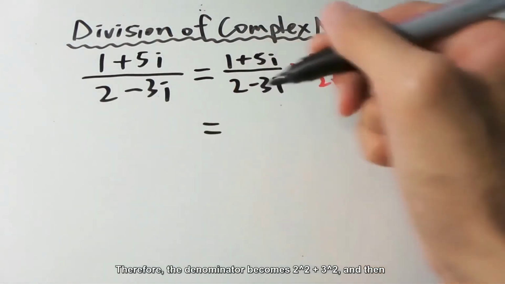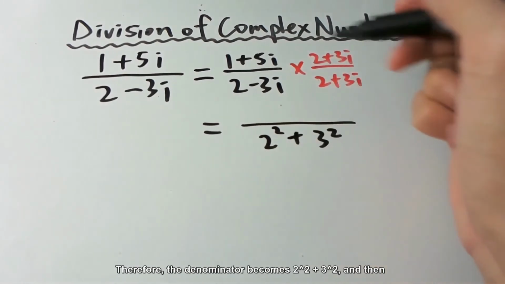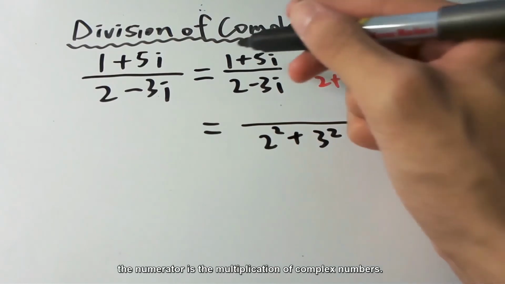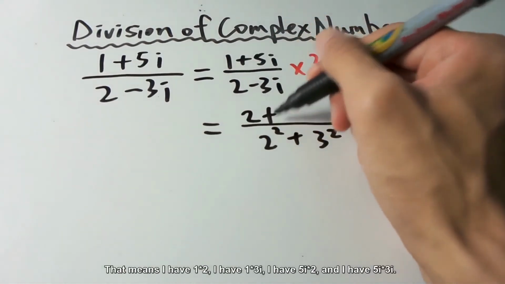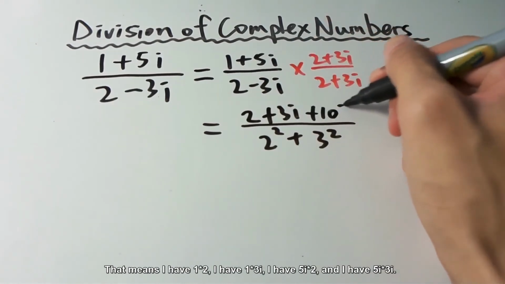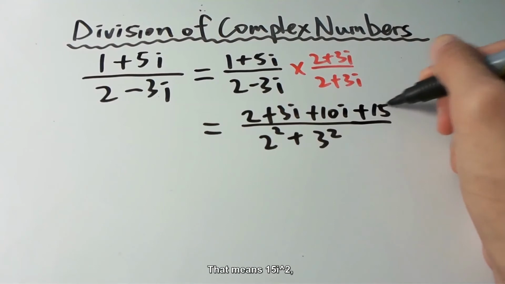Therefore, the denominator becomes 2 squared plus 3 squared. And then the numerator is the multiplication of complex numbers. That means I have 1 times 2, I have 1 times 3i, I have 5i times 2, and I have 5i times 3i. That means 15i squared.